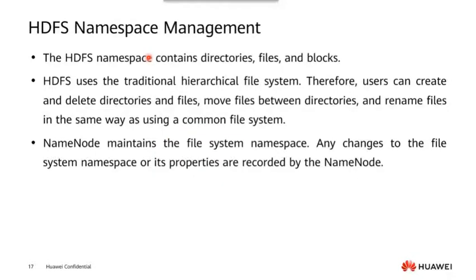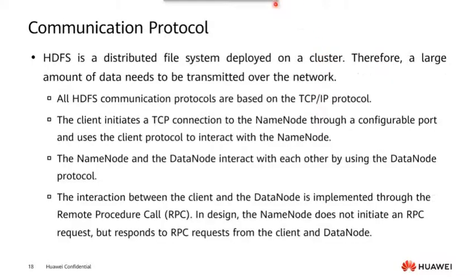We've said that the name node maintains the file system namespaces. The HDFS namespace contains directories, files, and blocks. HDFS uses the traditional hierarchical file system structure. Therefore, users can create and delete directories and files, move files between directories, and rename files in the same way as using a common file system. Any changes to the file system's namespace or its properties are recorded by the name node.